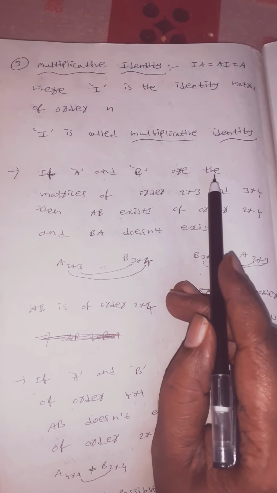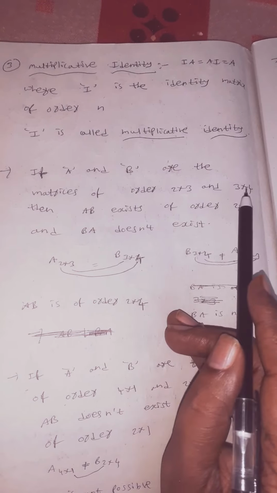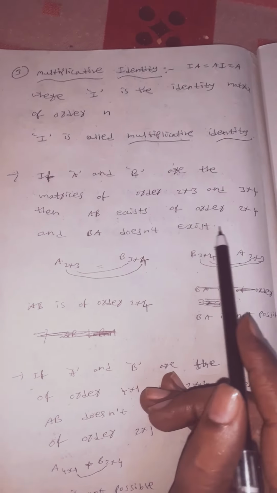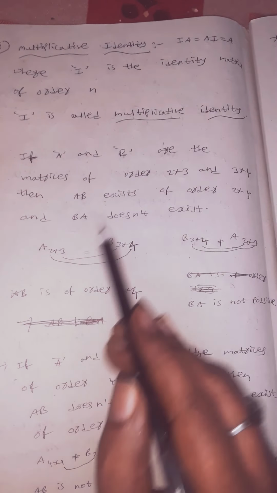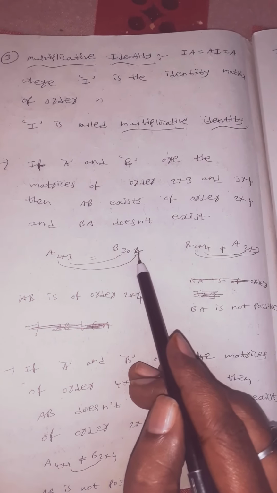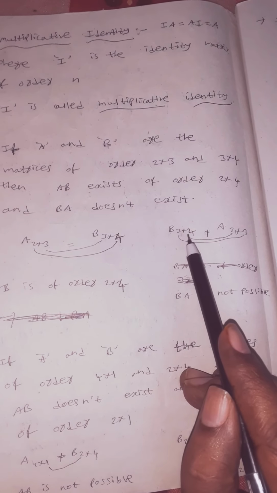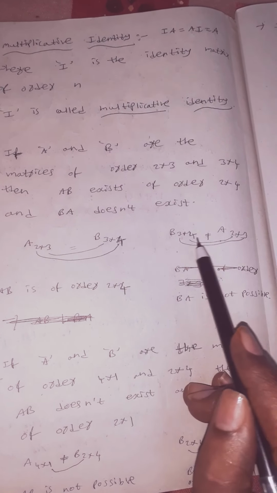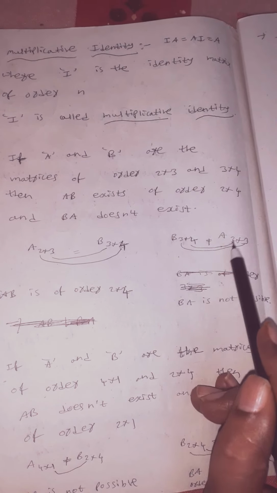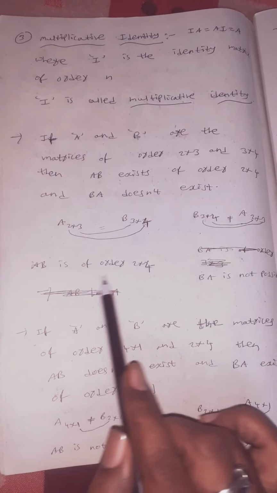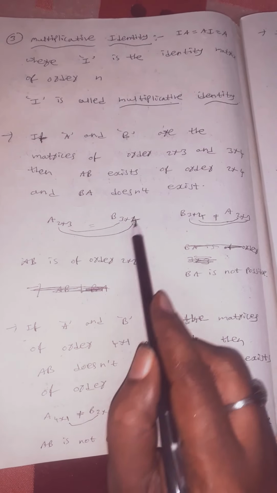So if A and B are matrices of order 2 by 3 and 3 by 4, then AB exists of order 2 by 4 and BA does not exist. See here, what is the order I have taken? A is 2 by 3, B is 3 by 4. So here column and row both are the same, so this is equal. Next, if you do reverse, B is 3 by 4 and A is 2 by 3. Here column is 4, here row is 2. Not matching, so the condition is failed. So AB is of order 2 by 4. BA is not possible.